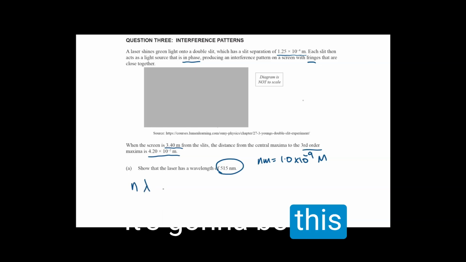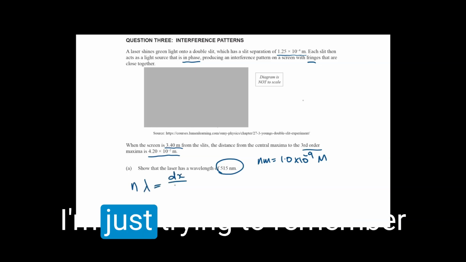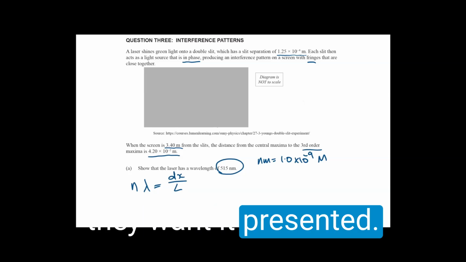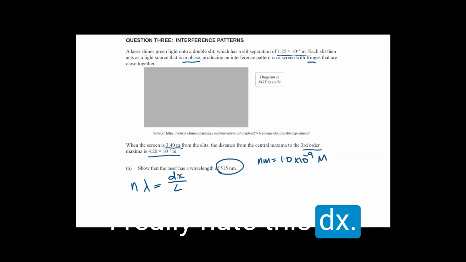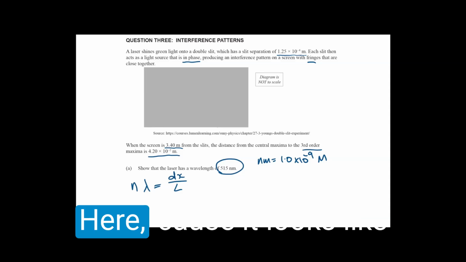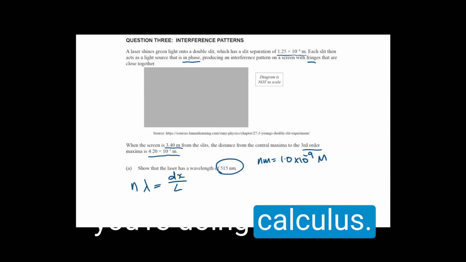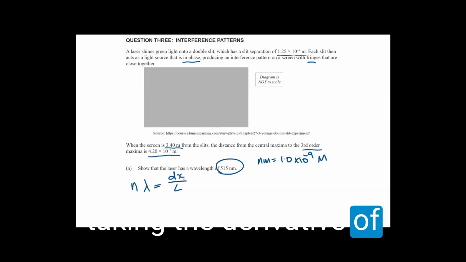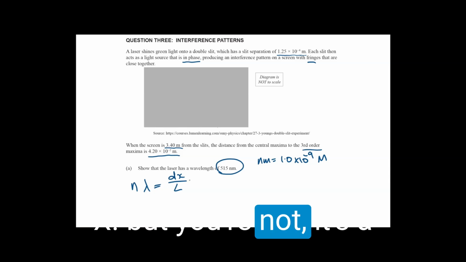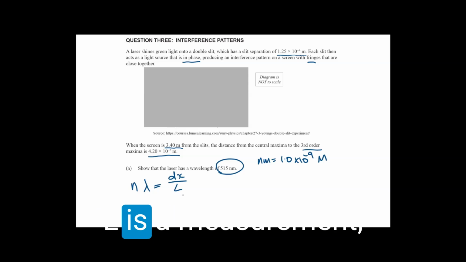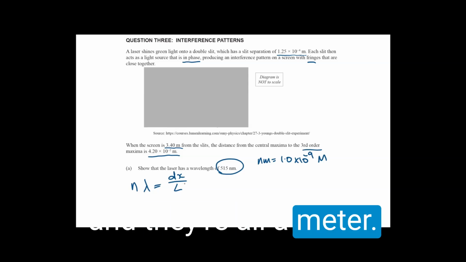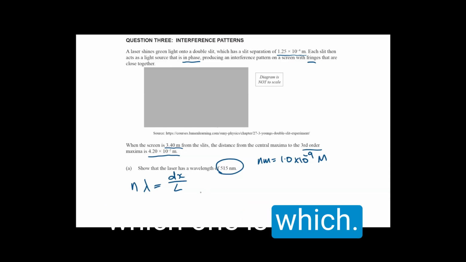explain it. So it's going to be this famous one here. Just trying to remember from memory how they want it presented. It's done in different ways. I really hate this dx here because it looks like you're doing calculus. It looks like you're taking the derivative of x, but you're not. d is a measurement, x is a measurement, l is a measurement, and they're all in meters, so you need to know which one is which.